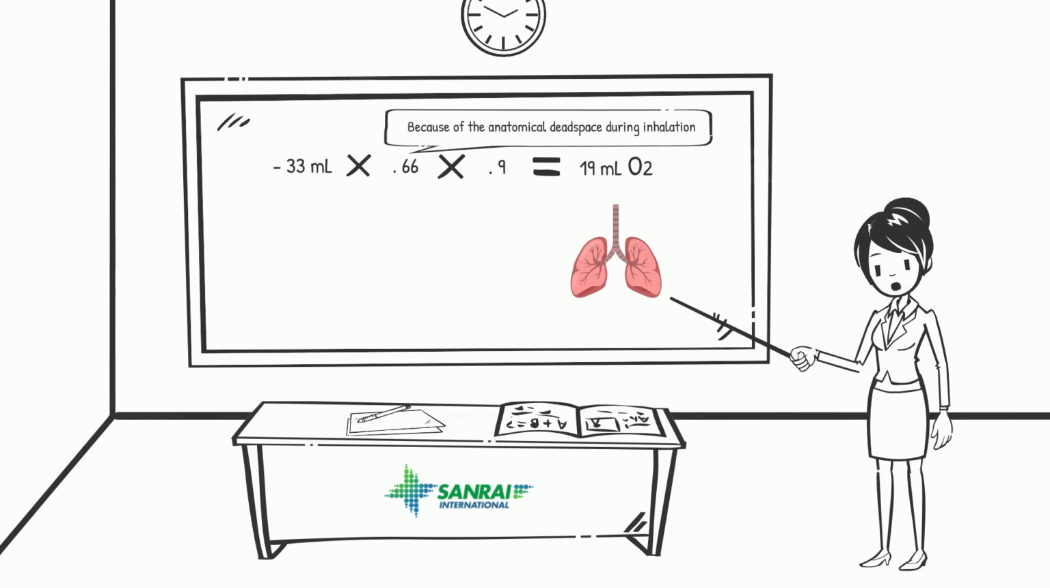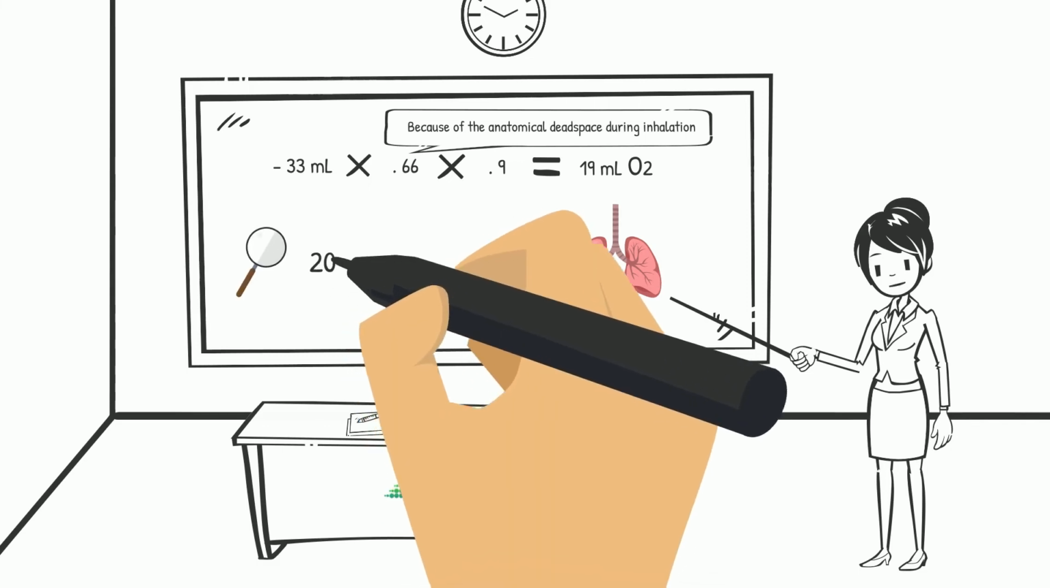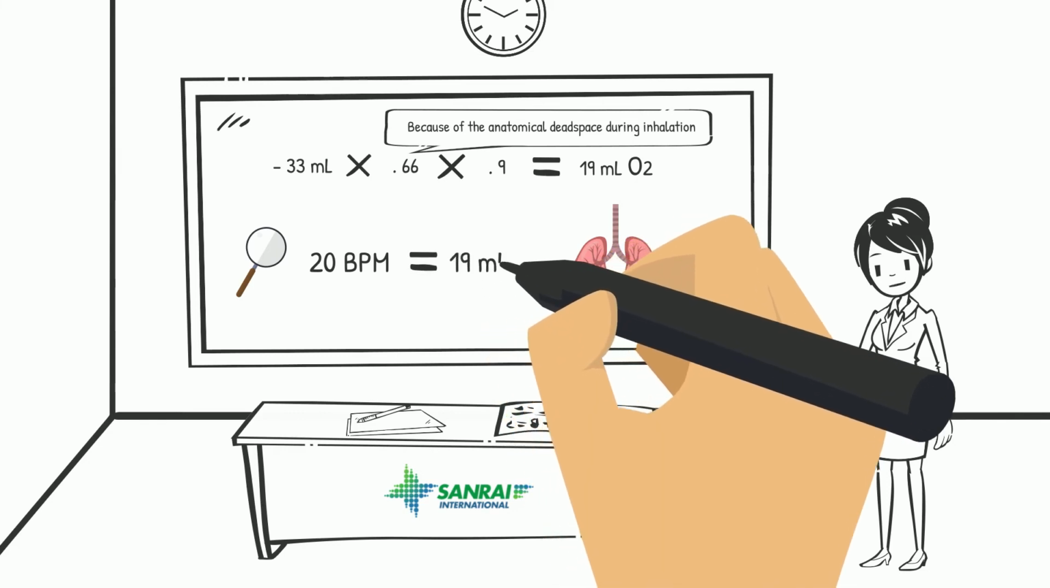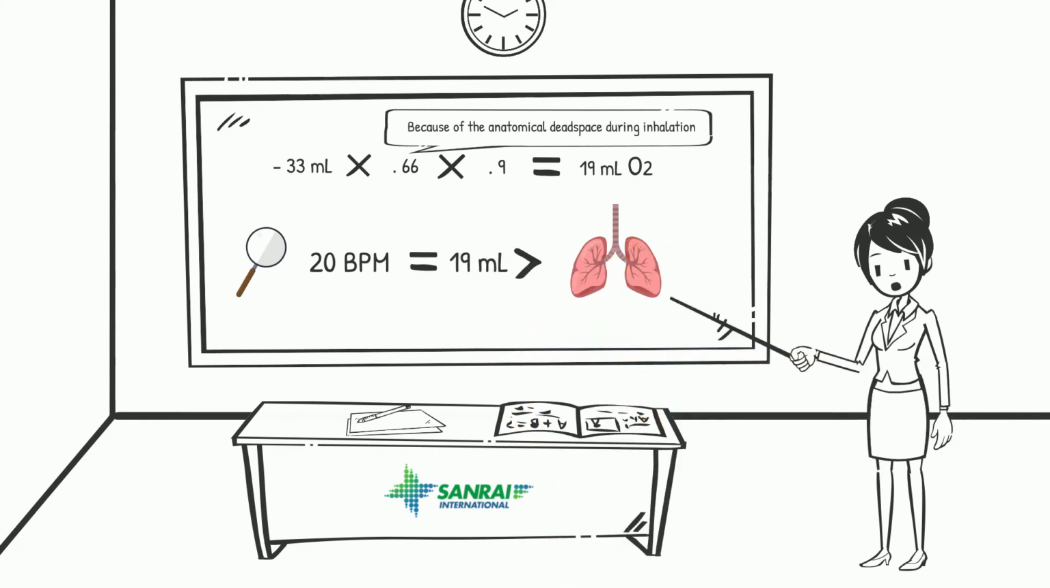When you are comparing this to a portable oxygen concentrator, what you want to look at is, at 20 breaths per minute, a good portable oxygen concentrator's bolus should be at least 19 milliliters or more. And that is how a portable oxygen concentrator delivers the same amount on setting 2 as a continuous oxygen concentrator would.